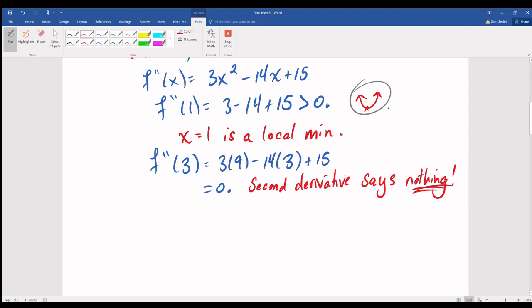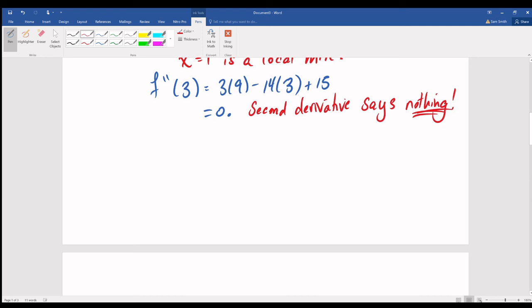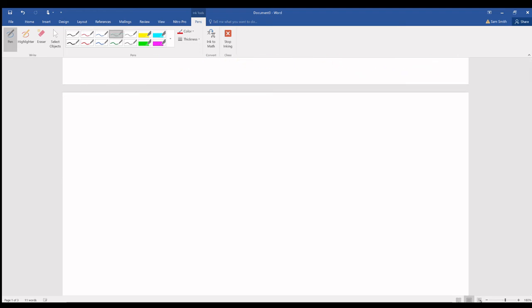So that means that if I want to classify x equals 3 as either a local min, a local max, or neither, I will have to use a different test. And that's where the first derivative test comes in. And this is usually, as I said, a little bit opposite for students, where they will tend to use the first derivative test second, as sort of a last resort.